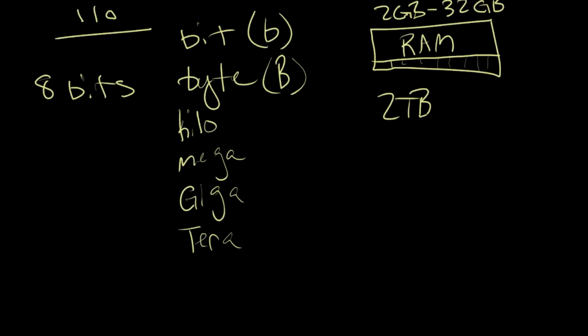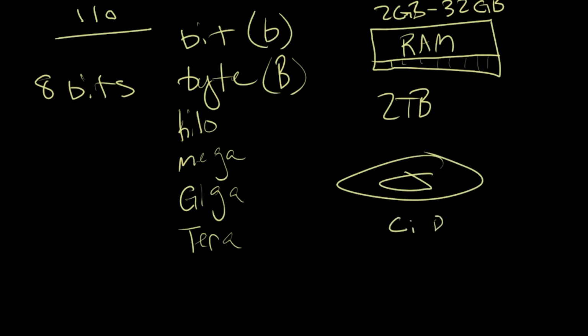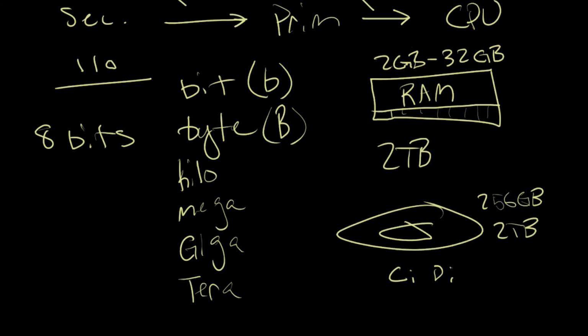The second form of memory is the secondary memory, and this comes in the form of disk drives. In Windows, they're named according to letters. We have the C drive, the D drive, and all that, but the C drive is the most popular. Secondary memory can range anywhere from 256 gigabytes to 2 terabytes. So we can see that secondary memory is a lot larger than primary memory.